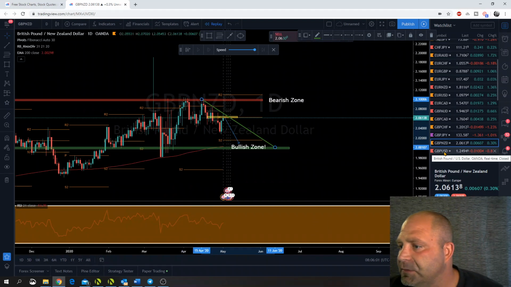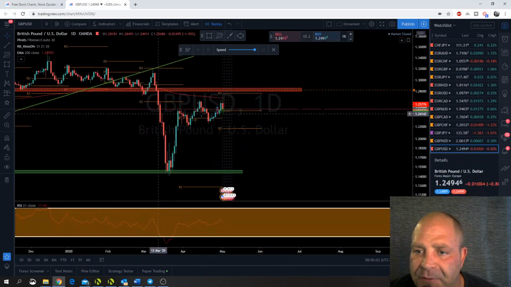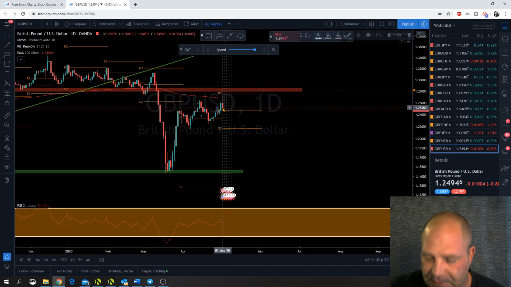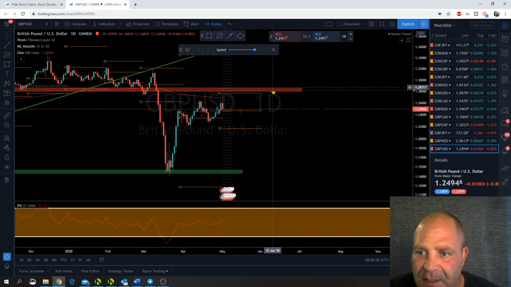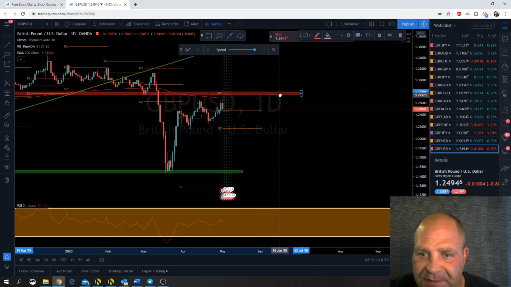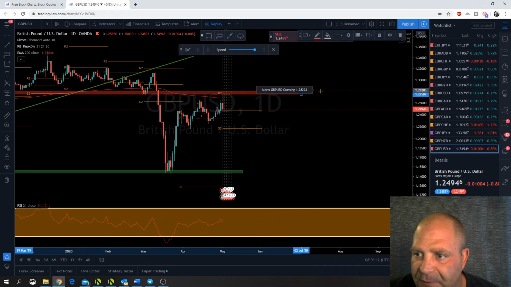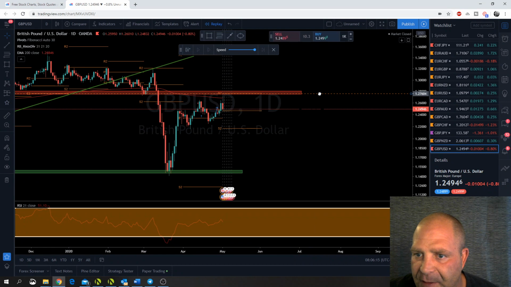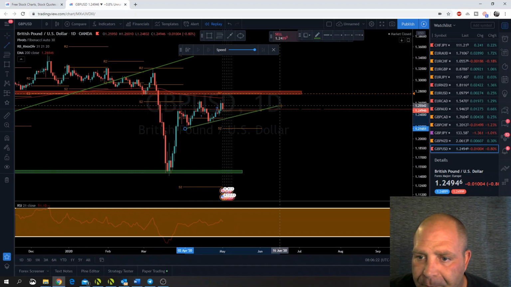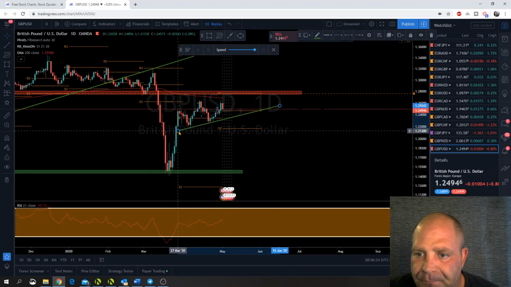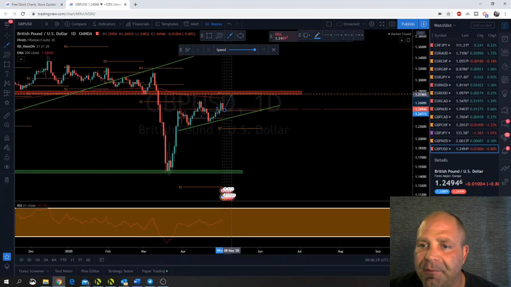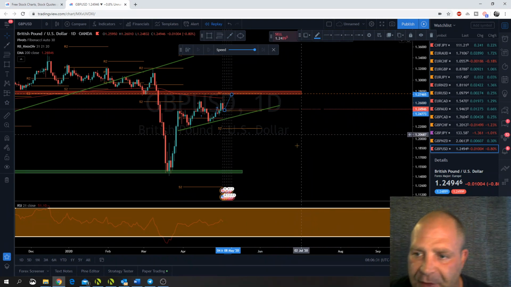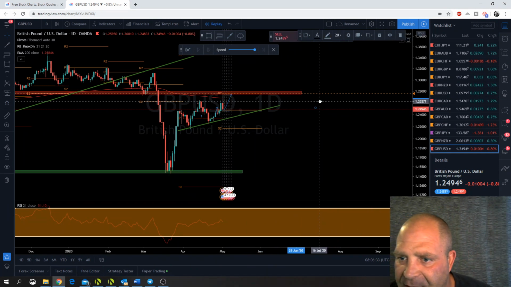So, British pound, US dollar. Ooh, we're almost back to the 200 EMA. I'm going to move this down a little bit. Right there. Yeah, it came back to its pivot. I'm going to look for something like that and then look to be a seller.